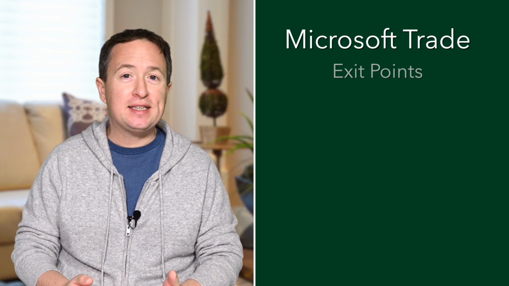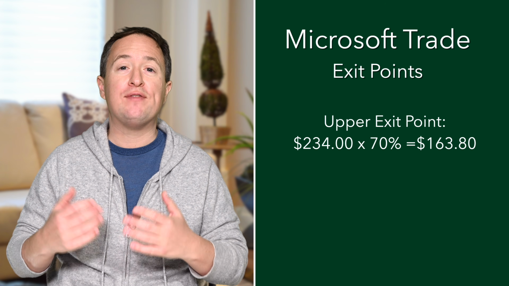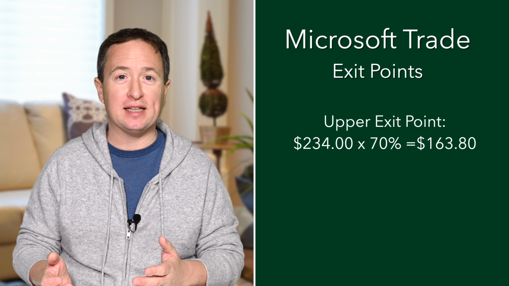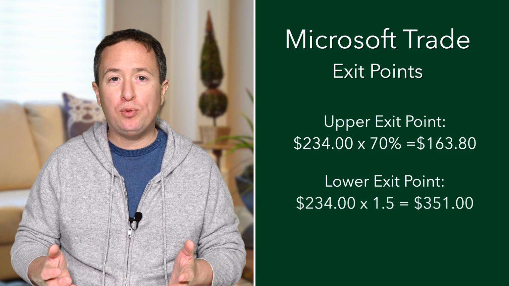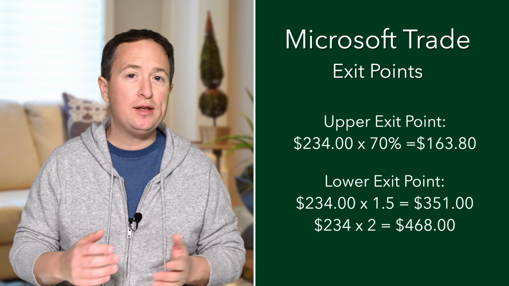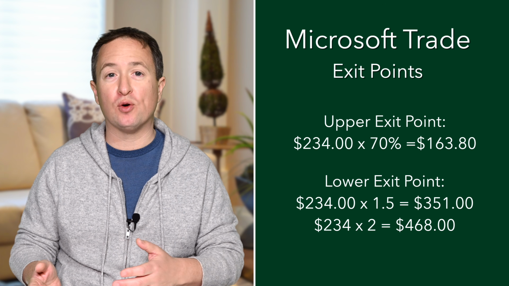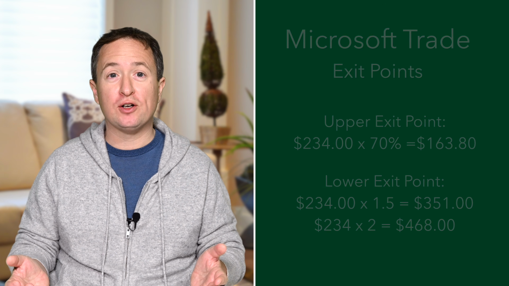Or if it's a loser, it loses approximately 1.5 to 2x its profit potential. So in this case, 70% of $234 gives us a profit point of $163.80. So let's round it to $164. And a 1.5 to 2x max loss gives us a max loss of between $351 and $468. So let's split the difference and say $400 over and above the premium.